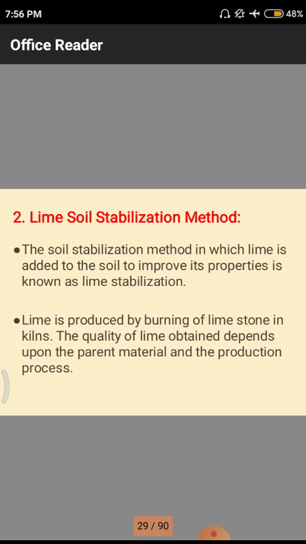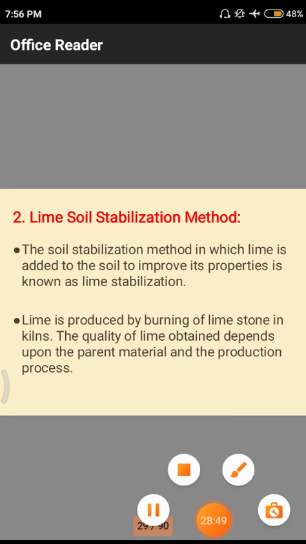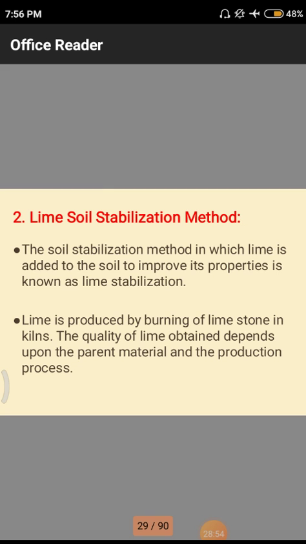First of all, we have to go for the lime soil stabilization method. In this particular lime soil stabilization method, lime is added to soil to improve its properties. That means we are simply adding lime as an additive material to the soil, so this stabilization we call lime stabilization. Normally lime also has different categories.